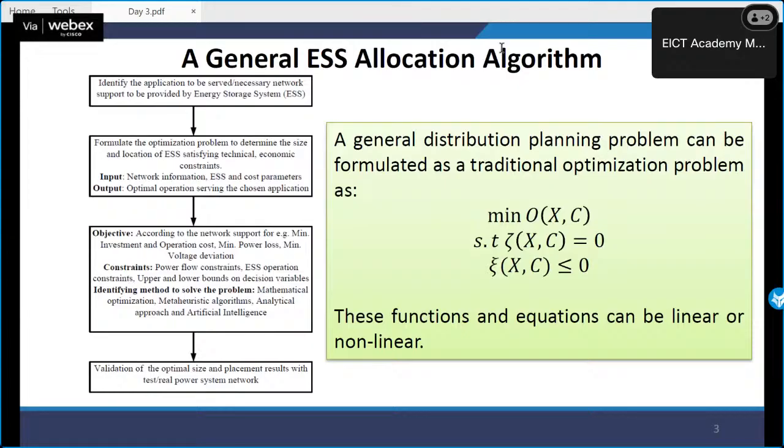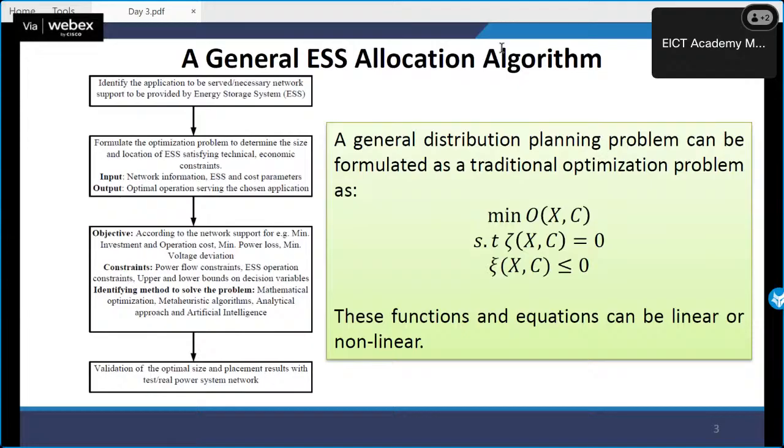At the consumer end, instead of getting the power from the substation, I wish to have my own battery to make sure that the distribution losses are less. So that could be one of the objectives. One may say, no, I would like to optimize the cost of the battery by appropriately putting it in a particular location. So you need to identify the objective for which you are aiming to put in your battery. That means, step number one, identify the application to be served, the necessary network support to be provided by the energy storage system.